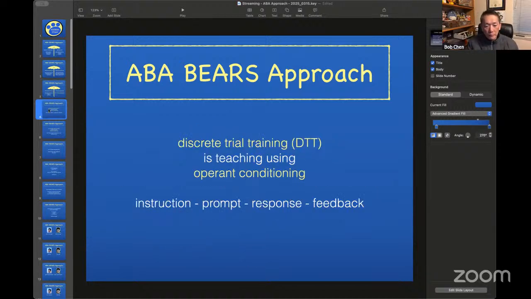Now remember, a discrete trial has these components to it. The main ones are instruction, response, and feedback on that response. The prompt always follows the instruction, and it's meant as a bridge. It's meant to help the child connect the things that they know to the things that they don't know. And so the prompt facilitates the child's response.